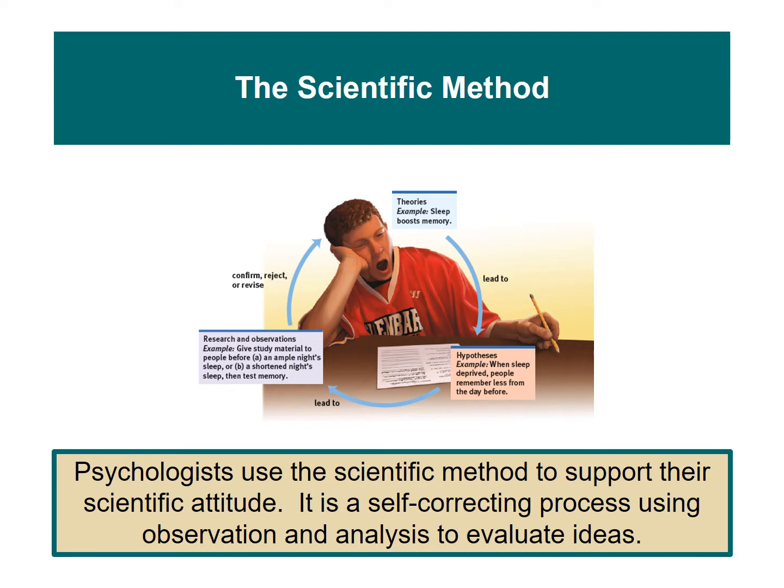Okay, moving on to scientific method. So you have been exposed to scientific method for many years in science classes, and we're going to look at it through the lens of psychology. And so psychologists use the scientific method to support their scientific attitude. So it's a self-correcting process using observation and analysis to evaluate ideas. That part's not any different.